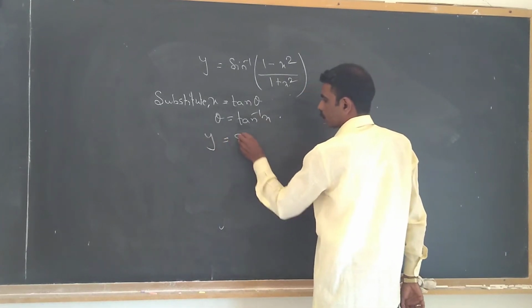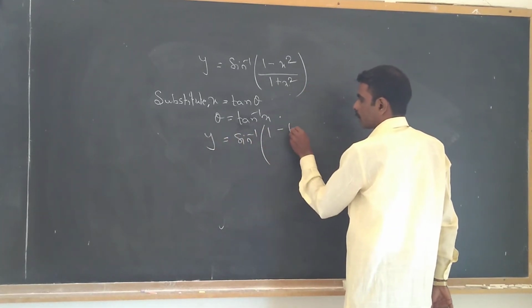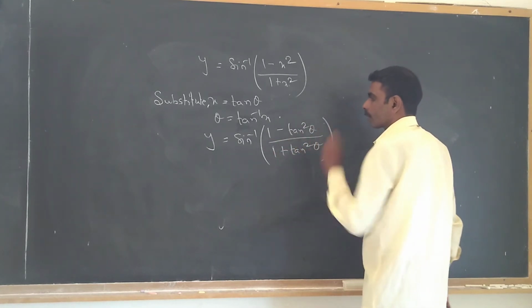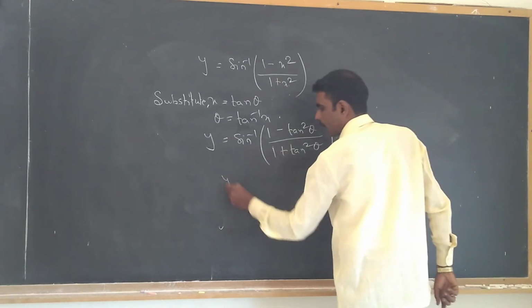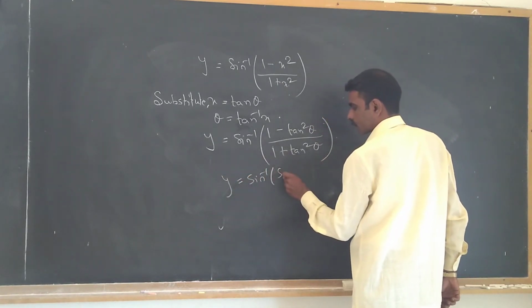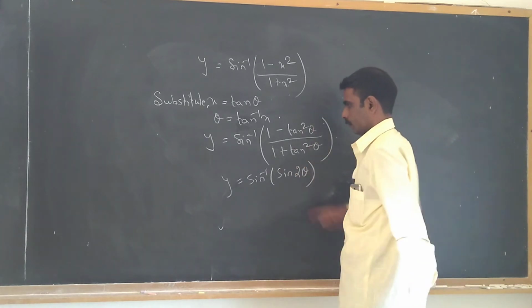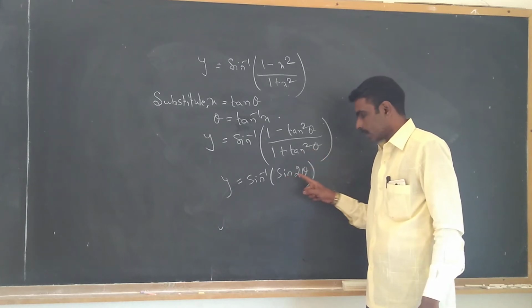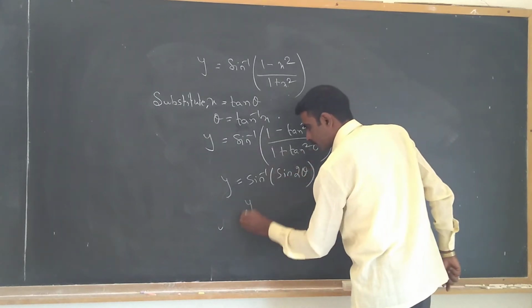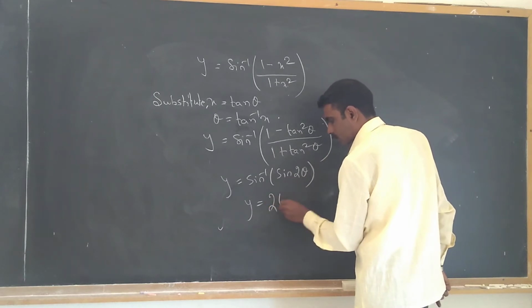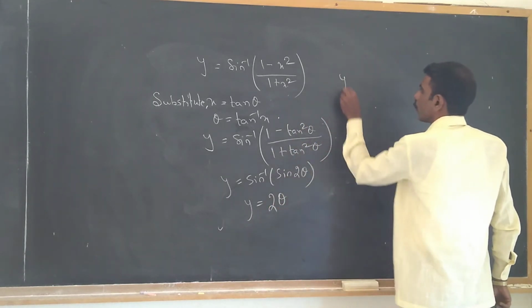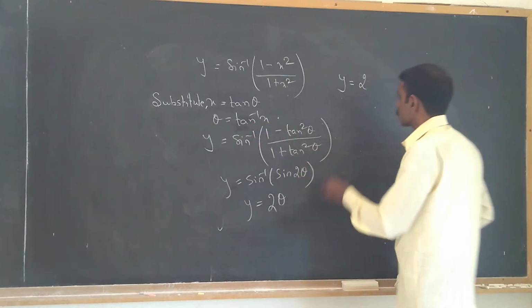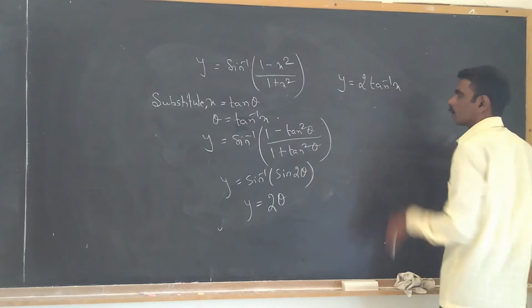So y equals sine inverse of (1 minus tan square theta) divided by (1 plus tan square theta). Here, (1 minus tan square theta) divided by (1 plus tan square theta) is cos of 2 theta. The result is y equals sine inverse of 2 theta. So sine inverse of sine theta is theta, so this is 2 times theta. So y equals 2 into, but what is theta? Theta is tan inverse of x. So 2 into tan inverse of x.